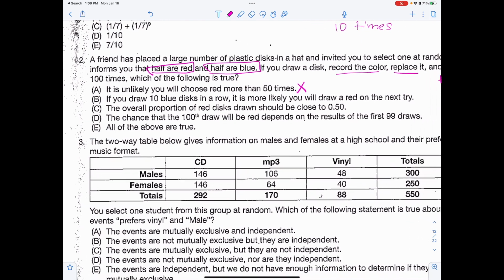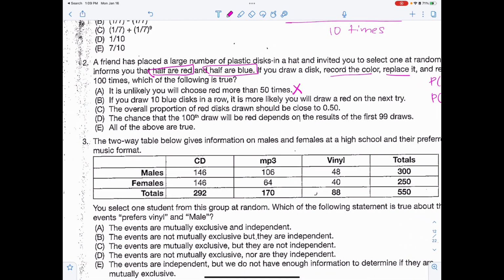If you draw 10 blue discs in a row, it is more likely you will draw red on the next try. That's not true, because each one is independent from the next, and so every single time you draw one, it's going to be a 50% probability, because you are replacing them. You're putting them back, so it's always an equal probability.